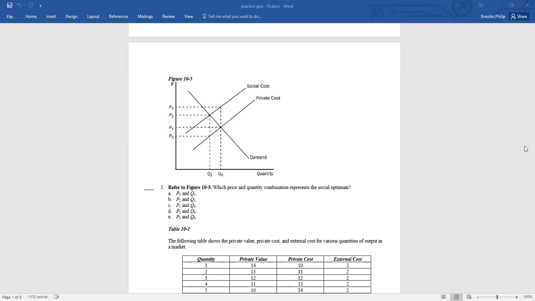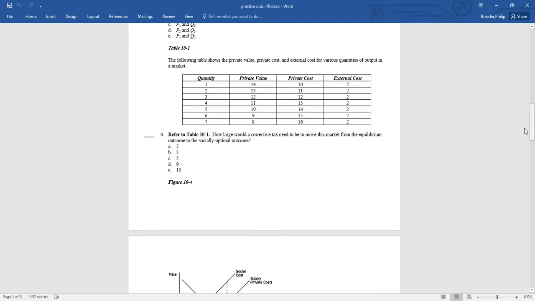All right. Now we're going to roll down, and this is kind of a little different. So we have private value, private cost, and external cost. If I see external cost, I know it's a negative externality, right? Because if it's a positive externality, I'd see external benefit. Now, how large would a corrective tax need to be? All right, the tax is going to equal the external cost. So the external cost is 2, the tax needs to be 2. The answer is there. Now, what could they ask you here?